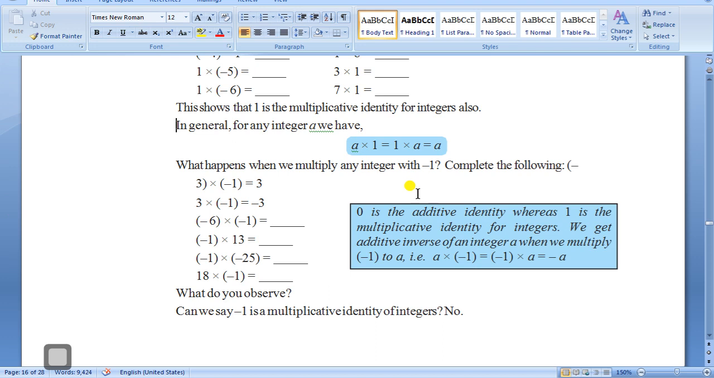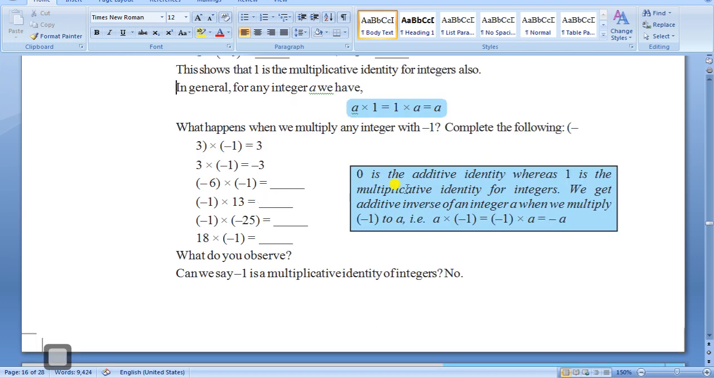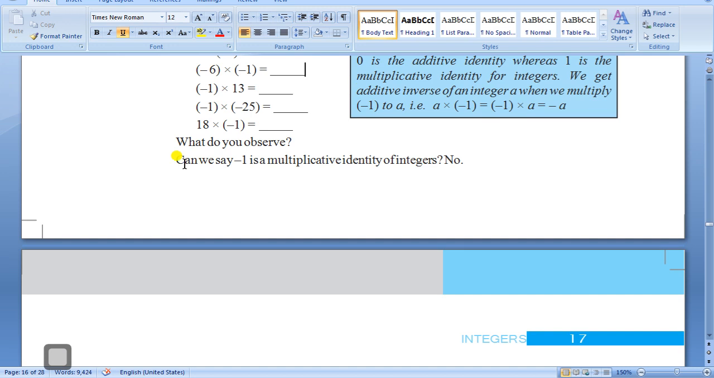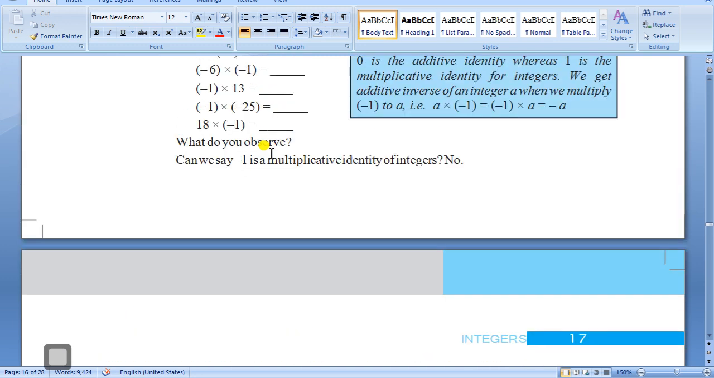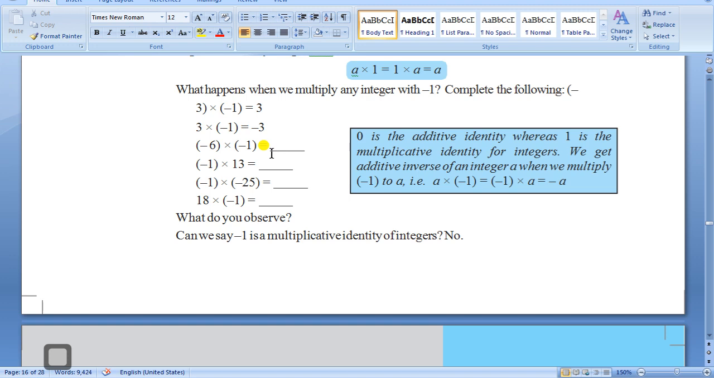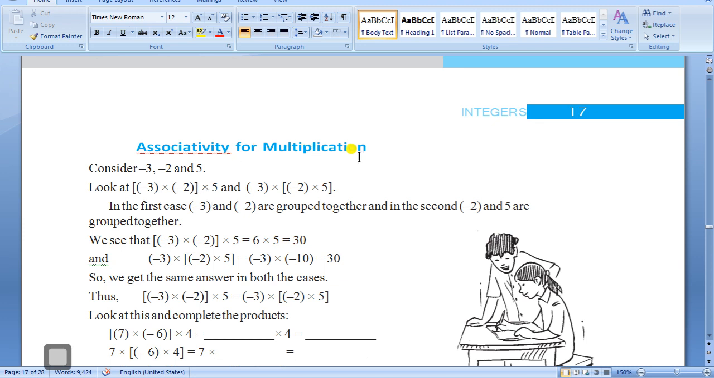In general, for any integer a, we have a into 1 is equal to 1 into a is equal to a. What happens when you multiply an integer with minus 1? Complete the following. 0 is the additive identity, whereas 1 is the multiplicative identity for integers. We get the additive inverse of an integer when we multiply a by minus 1. a into minus 1 is equal to minus 1 into a is equal to minus a, right? Can you say minus 1 is the multiplicative identity of integers? The answer is no.